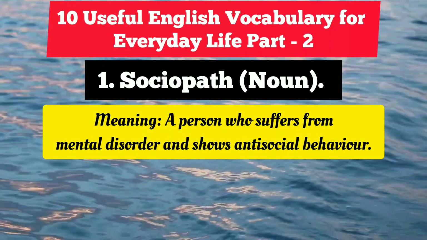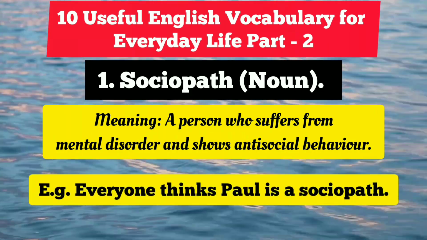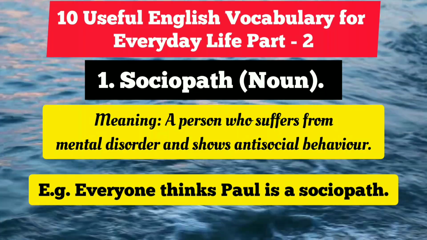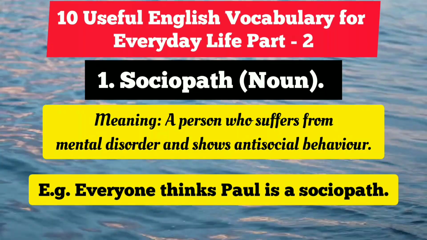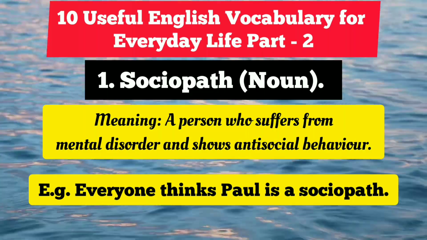Maybe it's very difficult to trust that person, right? So let's see how to use it. Everyone thinks Paul is a sociopath. That means he has some mental issues perhaps, and his behavior is also not normal, it's abnormal.